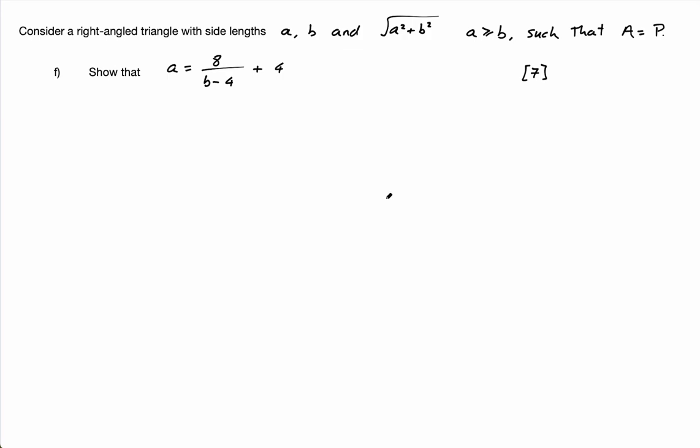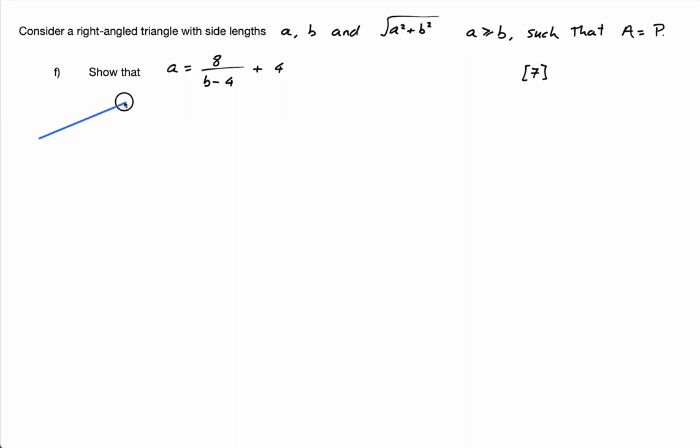Okay, so for part F, we have to consider a right angle triangle with sides A, B, and the square root of A squared plus B squared, and A is greater than or equal to B such that A is equal to B. So it's another situation where the area is equal to the perimeter. Okay, let's first draw this to get our heads around what they're asking us to find.